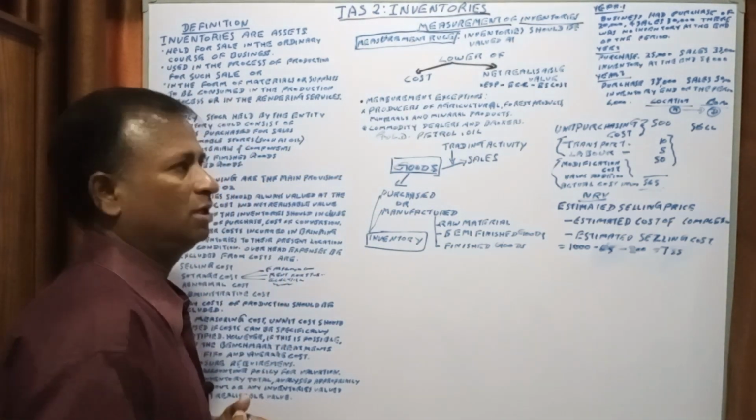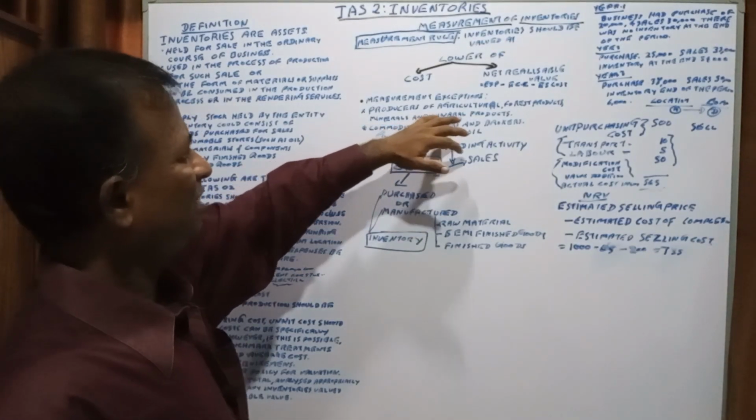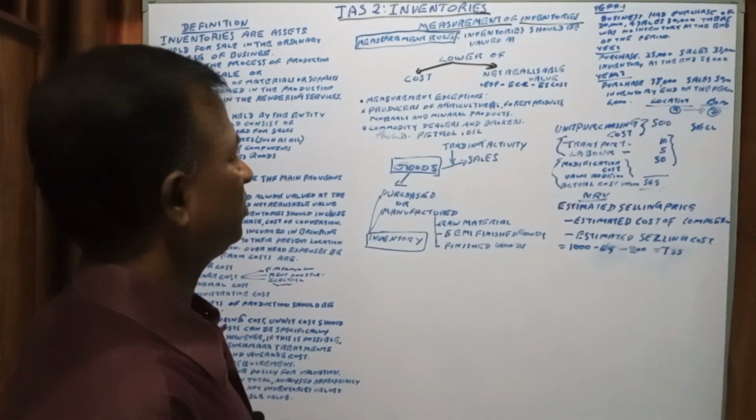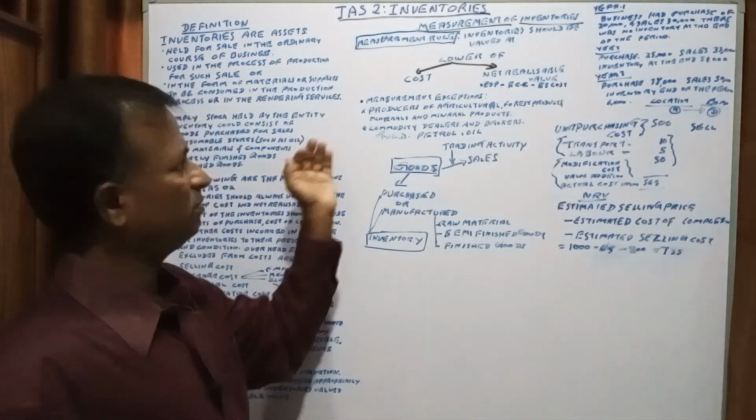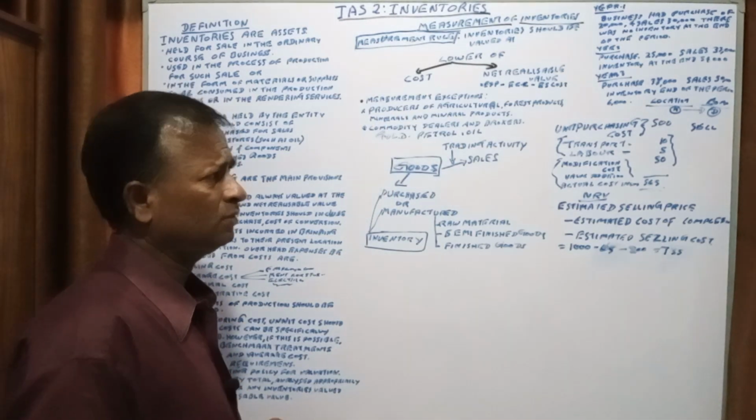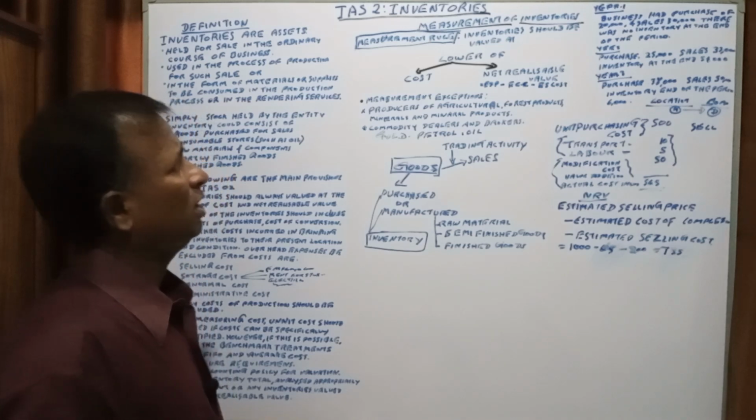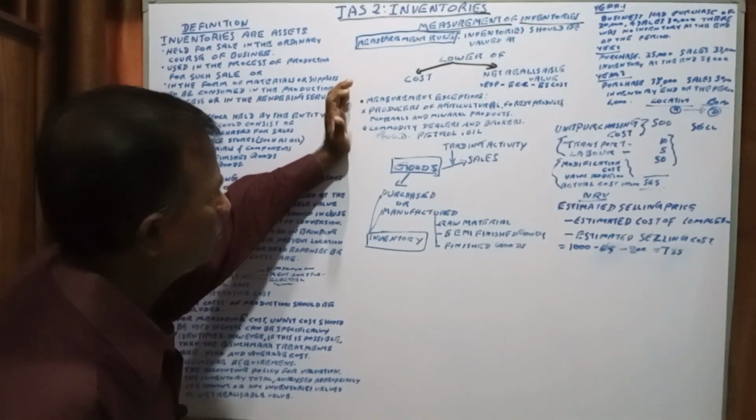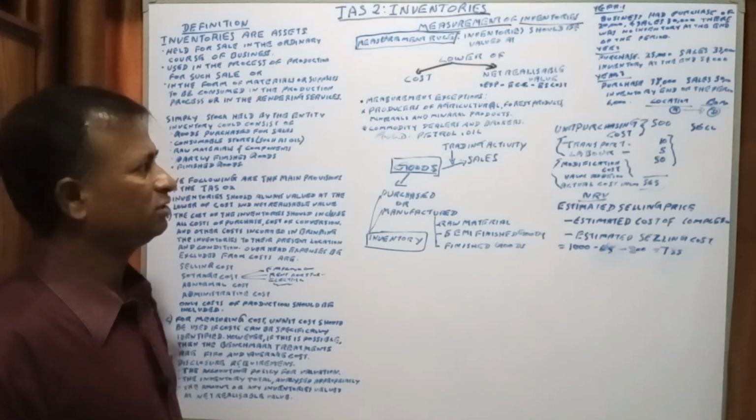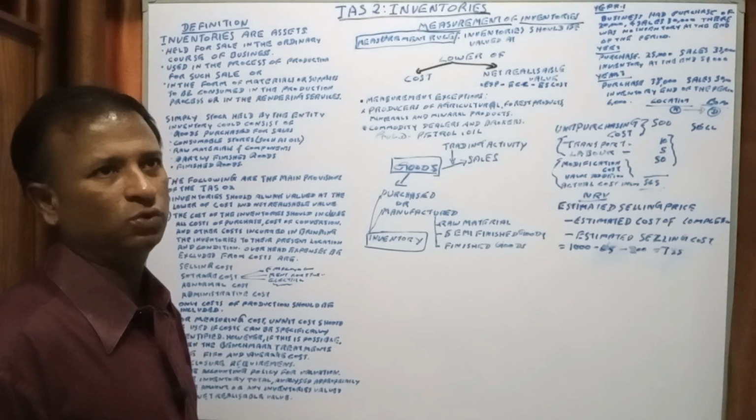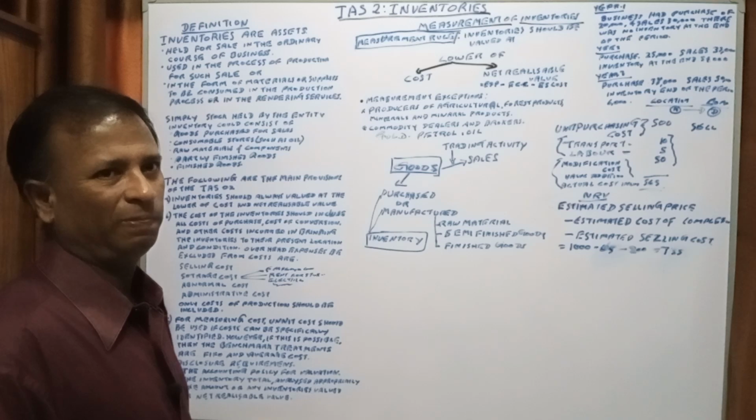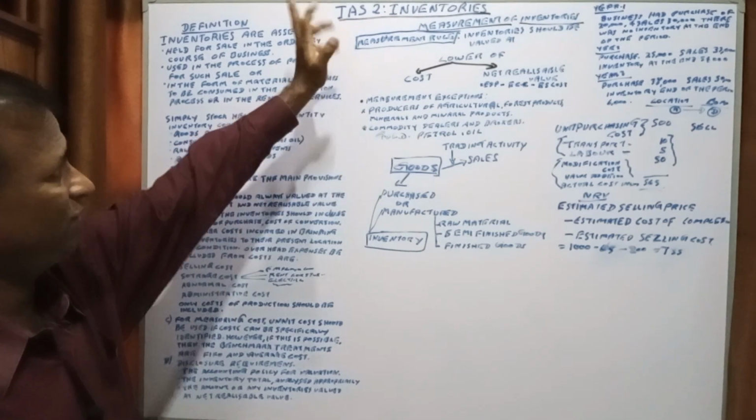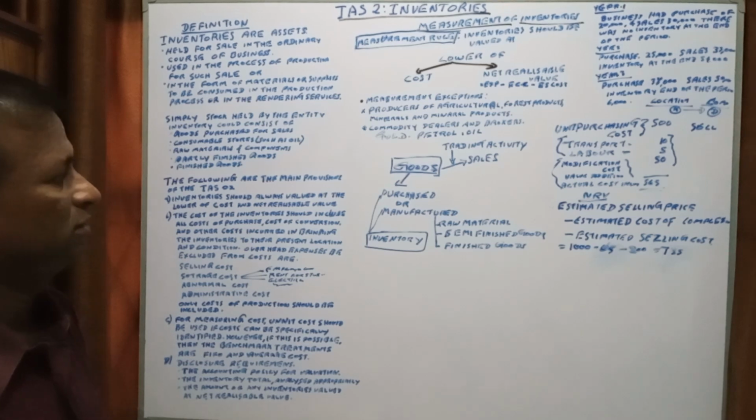Measurement exceptions. There are exceptions available. Producers of agricultural, forest and mineral products: this is an exception for the producers of agricultural products. We are not going to apply this inventory policy to them, right? And commodity dealers and brokers. Commodity dealers and brokers means gold, petrol, oil. This is not applicable as per IAS 2 Inventories, right?